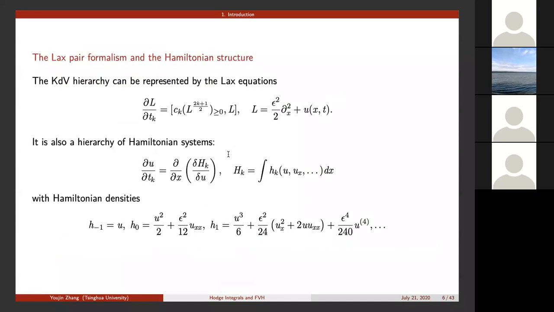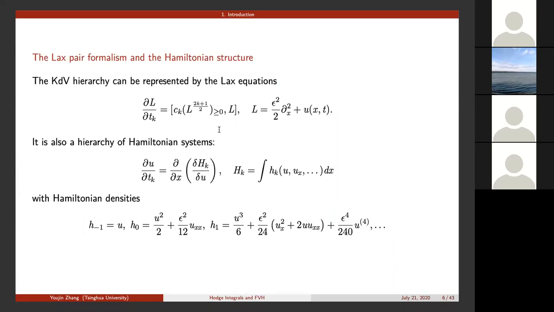And the KdV hierarchy that we are familiar with also has some more aspects which are important for our understanding and also very important for solving this KdV hierarchy by the so-called inverse scattering method. So it's given by the so-called Lax pair, Lax equation. So this KdV equation is related to the Schrodinger operator L, and the KdV hierarchy can be represented in terms of this operator L using this Lax equation.